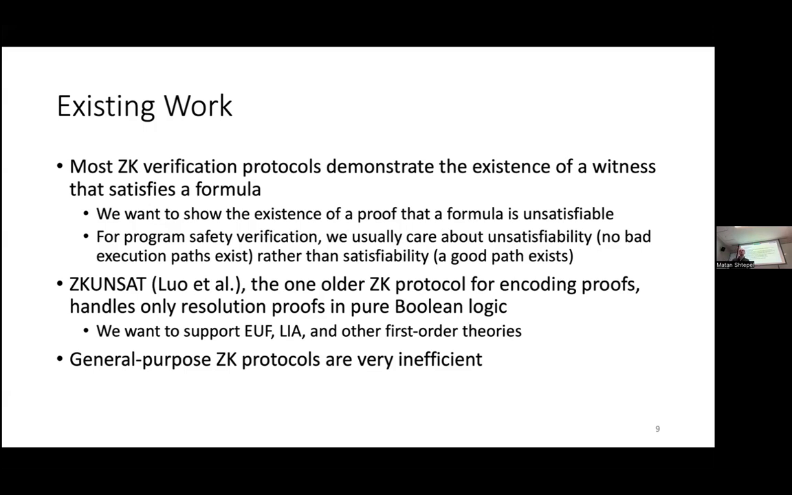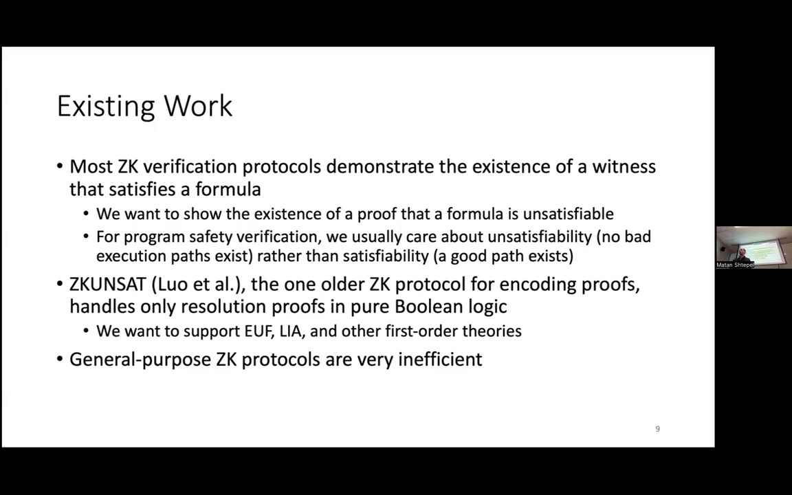We care about the distinction between satisfiability and unsatisfiability because for program safety properties, we usually want to confirm the absence of bad execution paths rather than confirming the presence of good ones. There is one older ZK protocol for encoding proofs, namely ZKUnsat, but it handles only resolution proofs in pure Boolean logic. We want to be able to support first-order theories like equality with uninterpreted functions and linear integer arithmetic so we can give a more accurate picture of how programs behave.